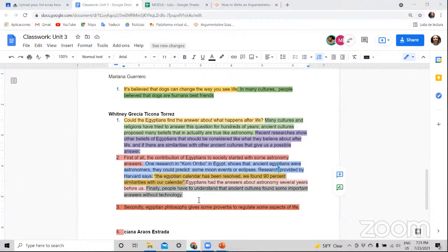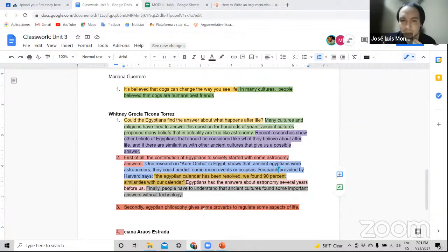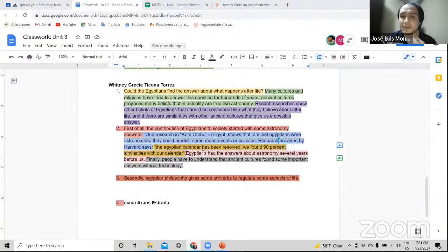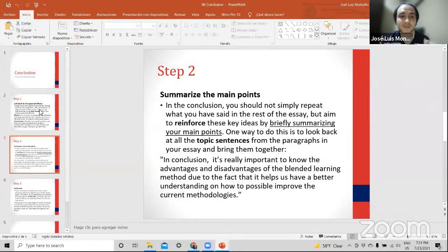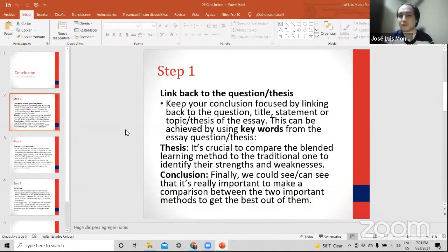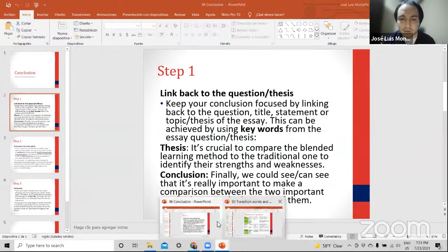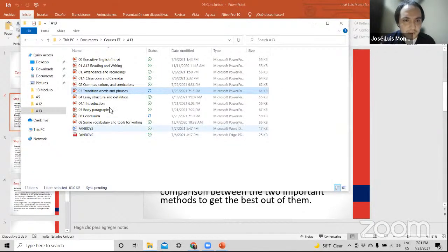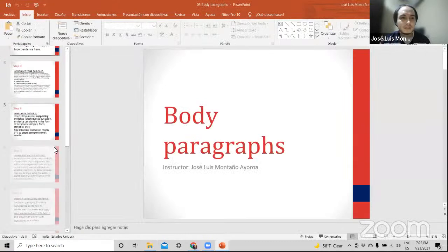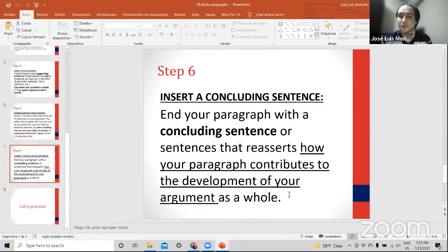Okay, finally, people have to understand that ancient cultures found some important answers without technology. Okay, good. That's really interesting. Again, this is a good conclusion for this paragraph. You can use just a different transitional word and phrase. And just remember that what we're reading right now is for the final conclusion, right? Just for the final conclusion. Your conclusion for that body paragraph is very good, because actually you're following the step, right? I'm going to show you once again. This is what we have for the final conclusion, right? What you did.